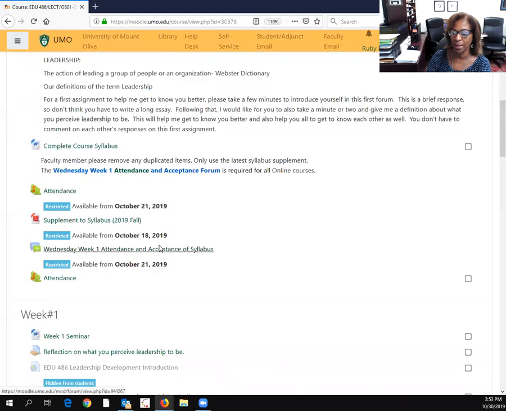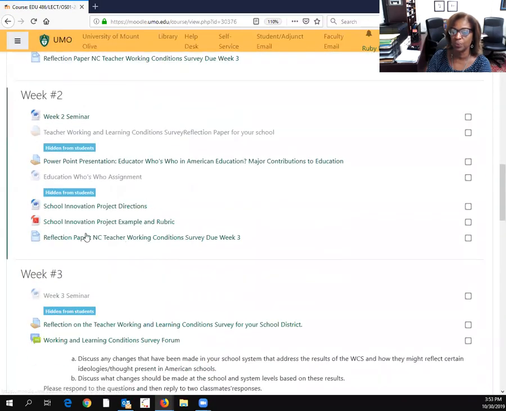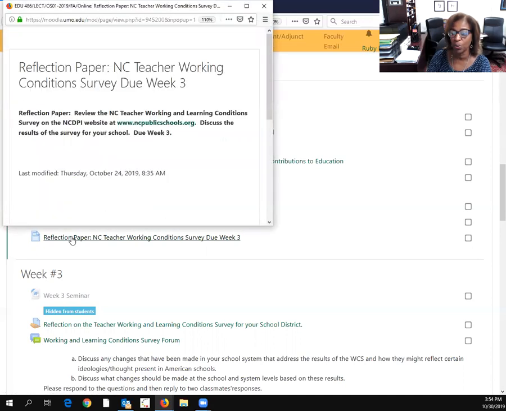So let's move back down slowly to week 2. The innovation project directions I will share in another video following this one, and I will talk about the innovation sample. But let's look now at the reflection paper. Remember, the reflection paper relates to the North Carolina Teaching Working Conditions Survey. This is due next week. I hope you've been working on it. If not, we need to talk.